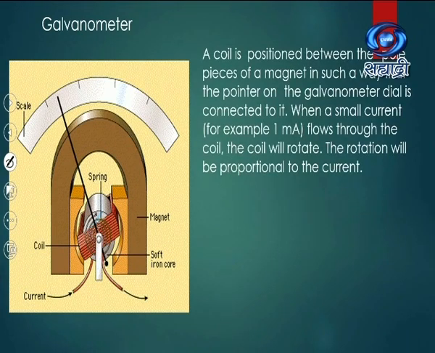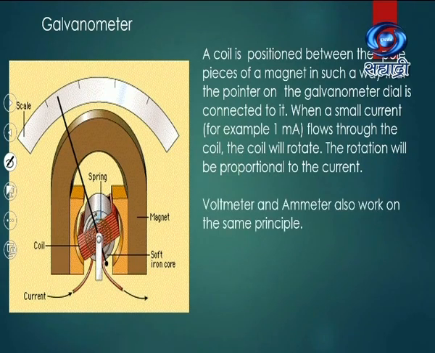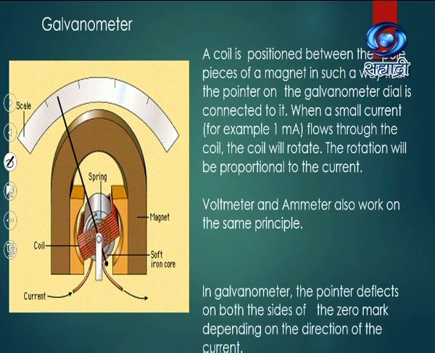A coil is positioned between the pole pieces of a magnet in such a way that the pointer on galvanometer dial is connected to it. When a small current, for example 1 milliampere, flows through the coil, the coil will rotate and the rotation will be proportional to the amount of current passing through it. As we have seen in our previous slide, voltmeter and ammeter also work on the same principle.